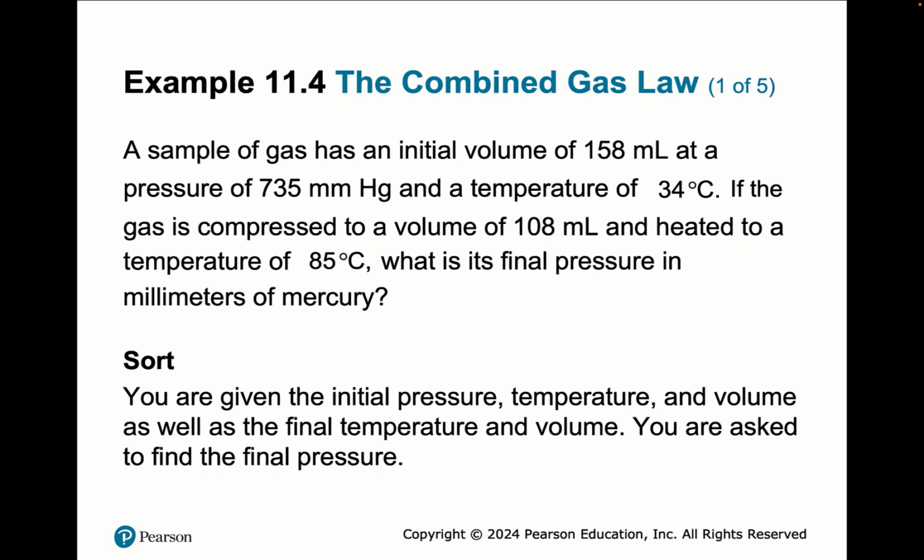So look at the combined gas law. We're not quite at the ideal gas law, but we have more terms. So we have an initial volume and a pressure and a temperature, and if we're going to compress it to a new volume and a new temperature, what's the final pressure? Okay, so we still have one equation and one unknown. This is assuming the same number of moles of gas.